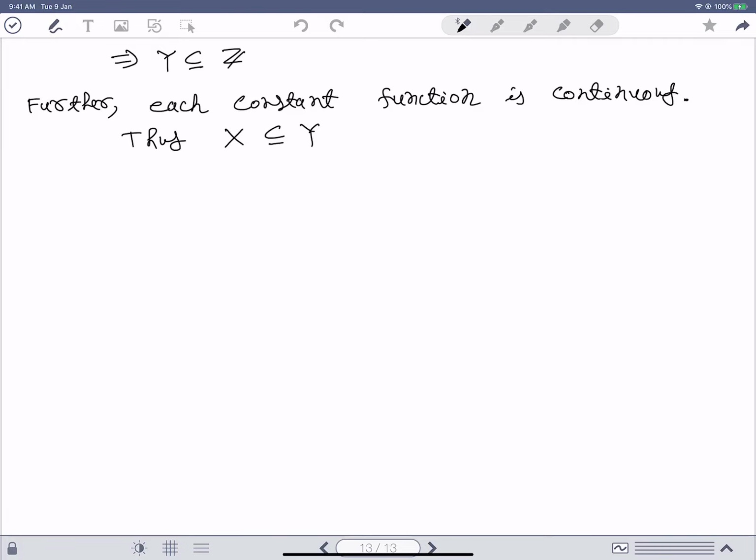Now what is the cardinality of X? The cardinality of X is just the cardinality of R, because for each value in R we get a constant function, and these are all of them. So the cardinality of X is exactly the cardinality of R.